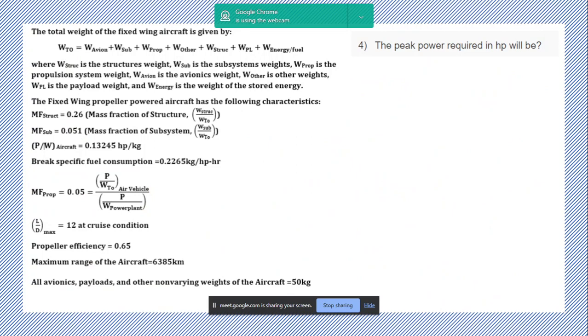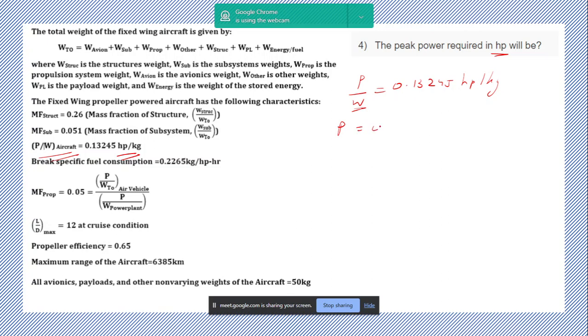The next question is, what is the peak power required in HP? How do you calculate this? They've given you P by W, right? P by W is given here as 0.13245. They've given it directly in HP per kg, and now they asked you for power in HP, so this is fairly simple. Peak power will be associated with the maximum weight. What is the maximum weight? The weight at takeoff.